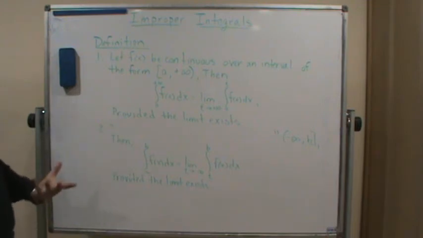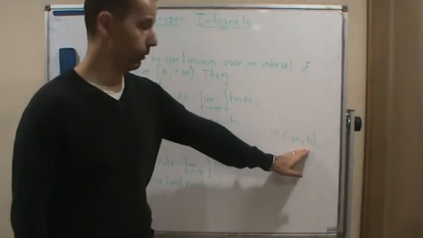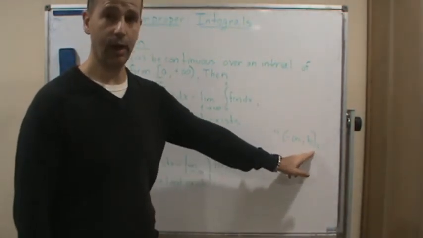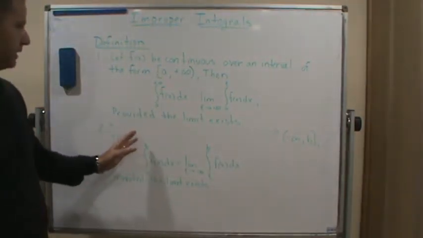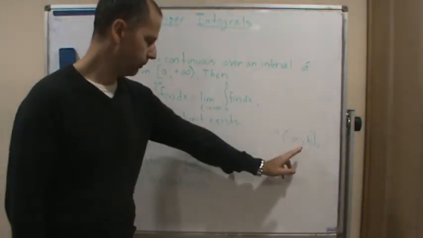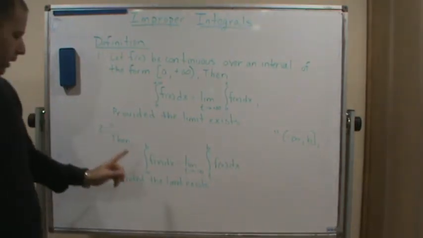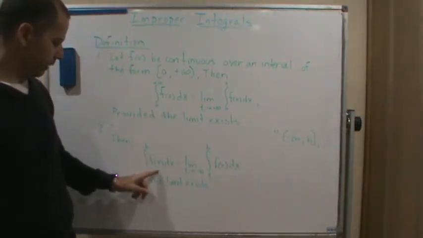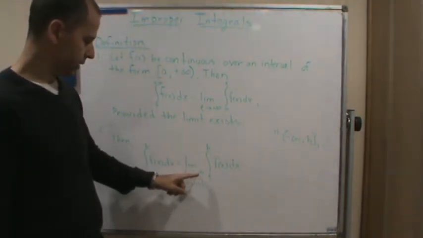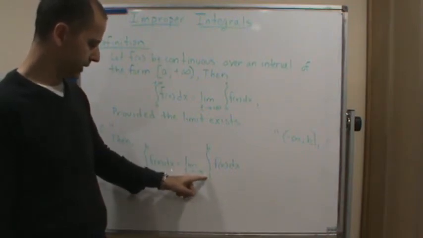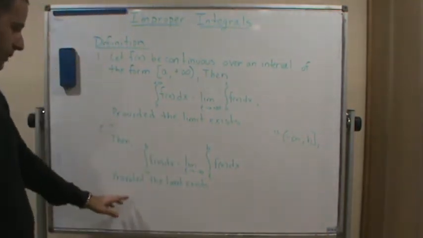Now definition two is the same thing, but now we're going to consider intervals of this form, where we go from negative infinity to some number b. So for number two, the definition is let f be continuous over an interval of the form negative infinity to b. Then the integral from negative infinity to b of this function is equal to the limit as t approaches negative infinity of the integral from t to b of the function, again provided that the limit exists.